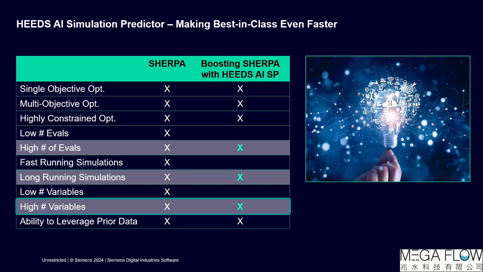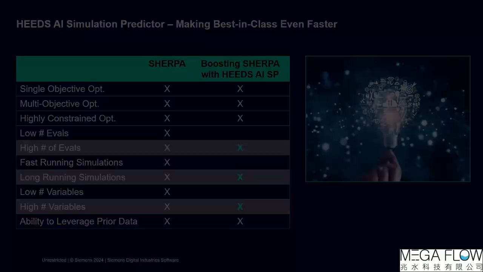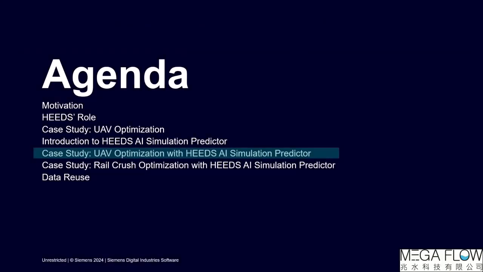Lastly, greater benefit is seen with greater number of variables, as that correlates with a typical increase in the number of evaluations required for good results as described by our typical best practices relating to the number of evaluations recommended per design variable. If a low number of variables, it is unlikely that you are running more than 400 evaluations anyway, since Sherpa by itself is so efficient. Now, with a fundamental understanding of what HEEDS AI Simulation Predictor is and how it works, let's return to the UAV example we solved earlier with HEEDS and Sherpa and see how HEEDS AI Simulation Predictor can help us on this problem.